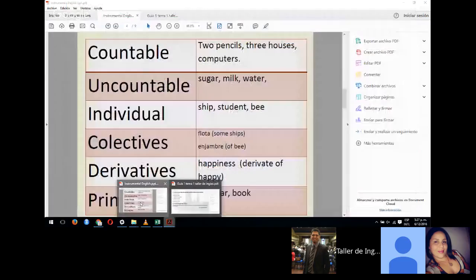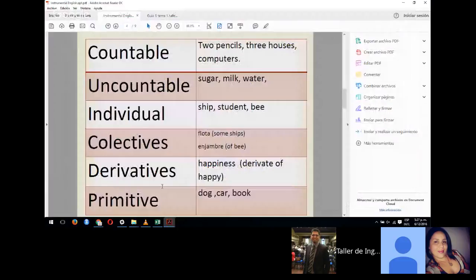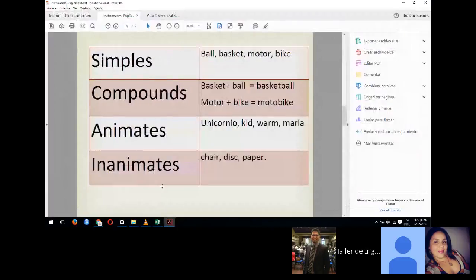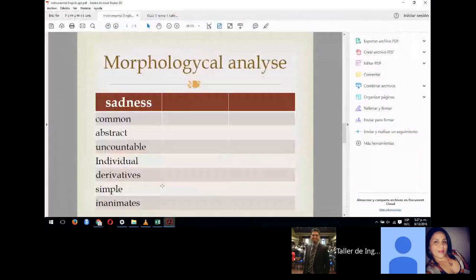Okay, let's continue with that. Now here, what is the purpose of classifying this kind of nouns? The purpose is to do a morphological analysis of the nouns. For example, here there is the word sadness. We have to do this morphological analysis.